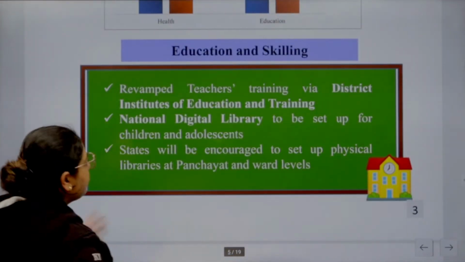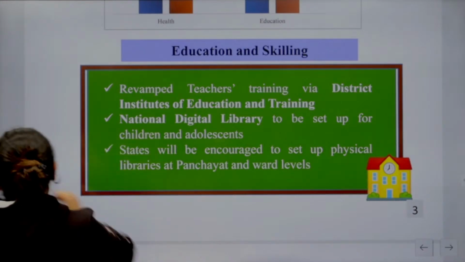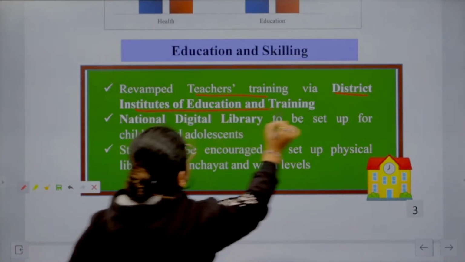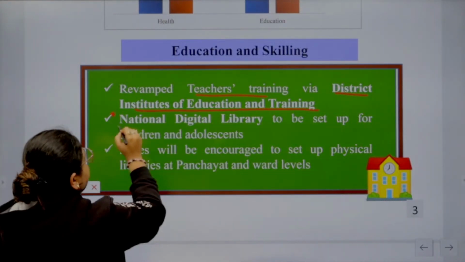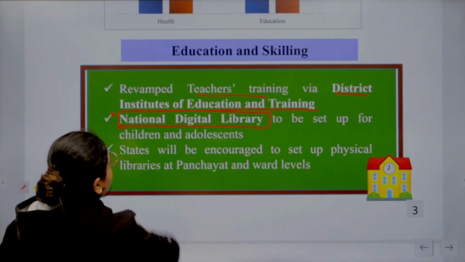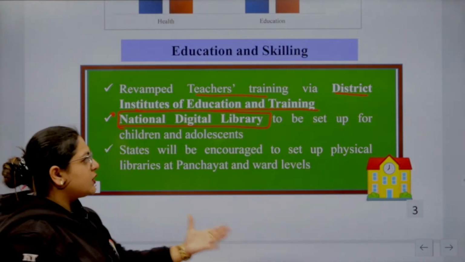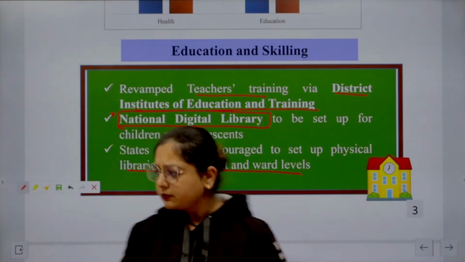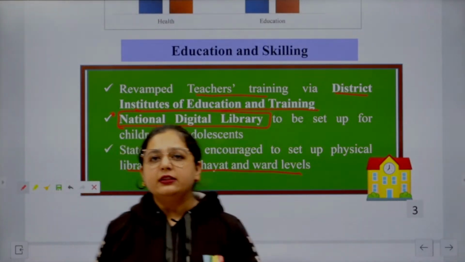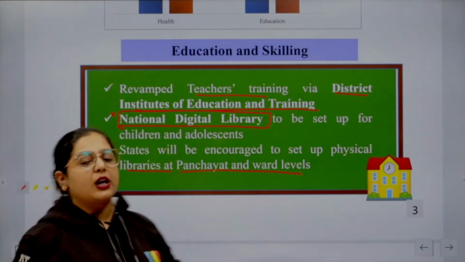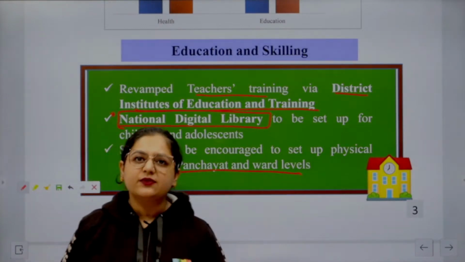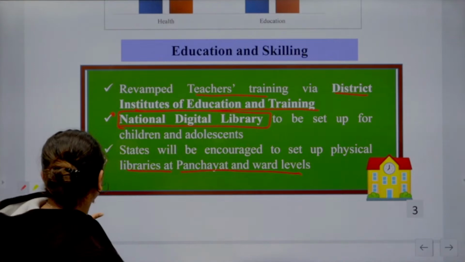Now next, speaking of education and skilling, this time the budget proposed revamped teachers' training via the District Institute of Education and Training, and a national digital library is to be set up for children and adolescents. States will also be encouraged to set up physical libraries at the panchayat and ward level, again to inculcate the habit of reading. So even at the grassroots level, at the panchayat level, physical libraries will be present so that students will have easy access to books, right?